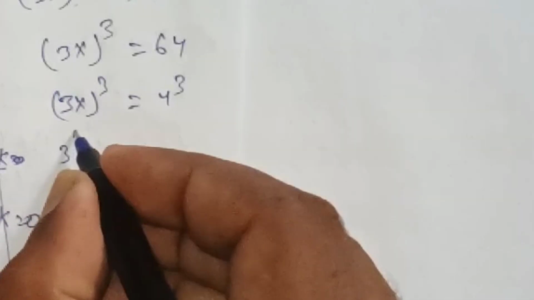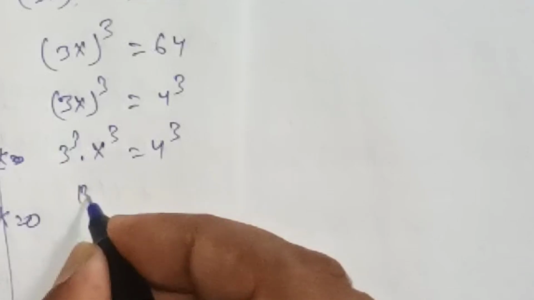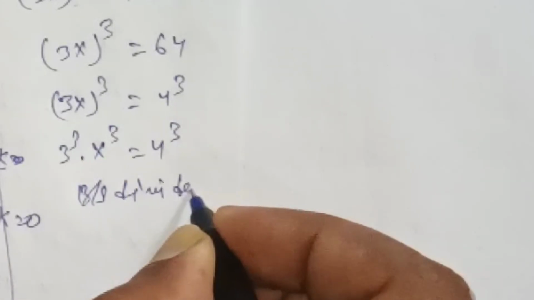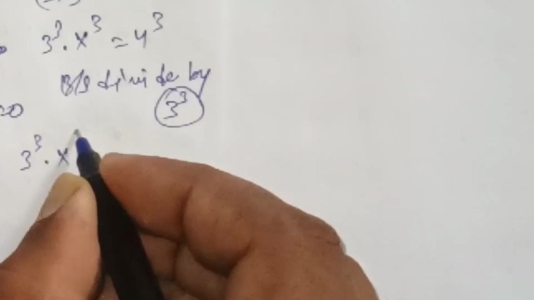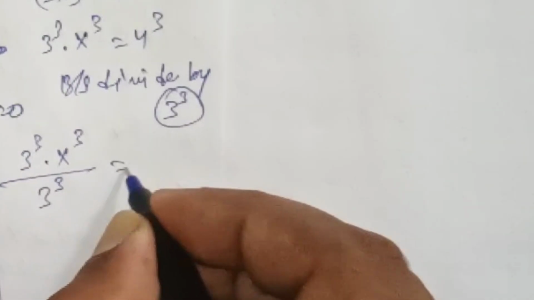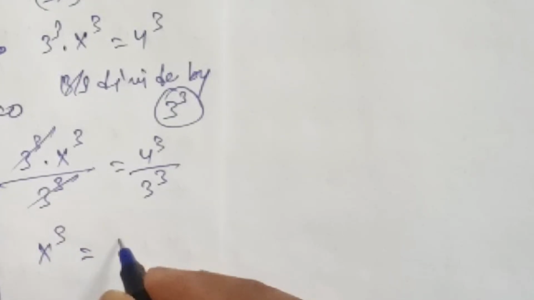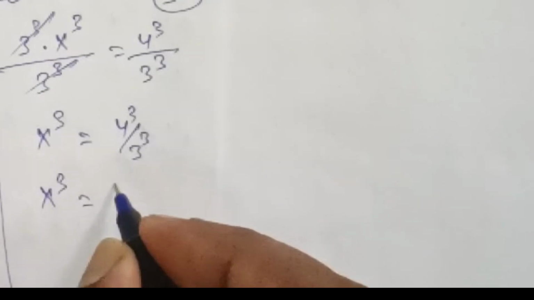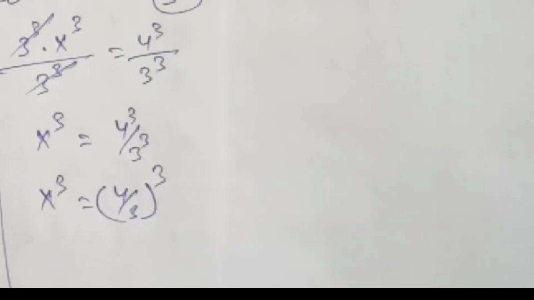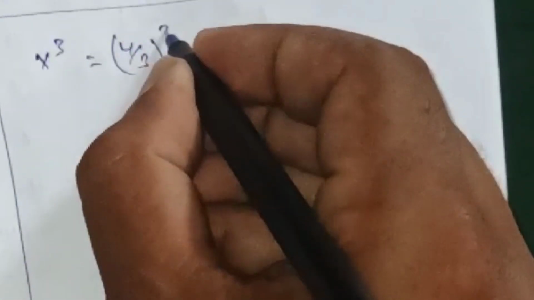Here, separating, 3^3 into x^3 is equal to 4^3. Both sides divided by 3^3. Therefore 3^3 into x^3 divided by 3^3 is equal to 4^3 divided by 3^3. This and this cancel. Left here, x^3 is equal to 4^3 over 3^3. So here x^3 is equal to (4/3)^3.